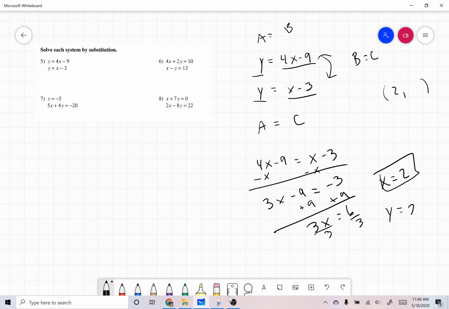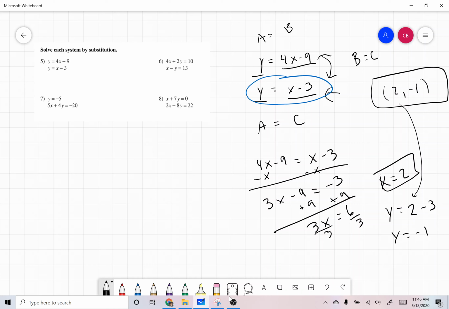y equals 2 minus 3, because we've plugged this value that we found into this equation here. I'll circle it in blue for you. And so this means y is equal to negative 1. So 2, negative 1 is the answer. If you plug that in, it will work, and you should be good to go.